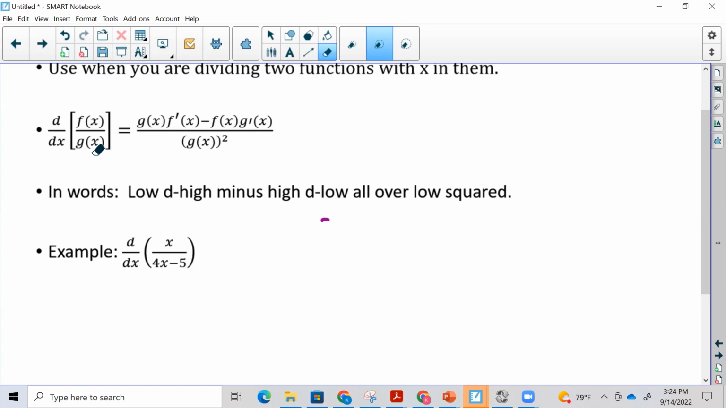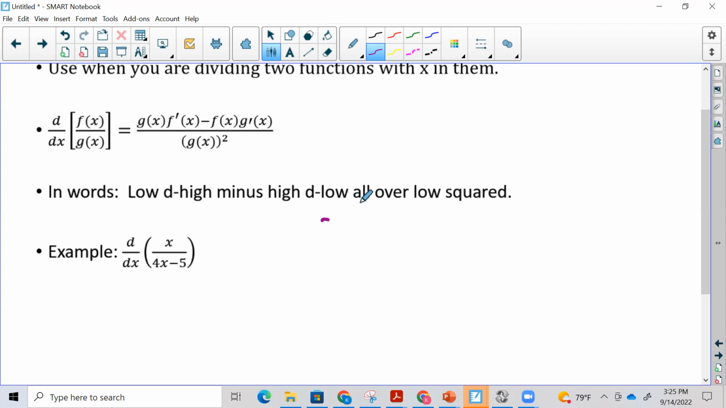So if I have a function f divided by g, those are the two functions, I can use this formula. So it would be, I take the bottom one, which is g, and I multiply it by the derivative of the top function, f prime. And then I subtract, the key thing is the subtraction, the top, which is f of x, times the derivative of the bottom. And then it's all over the bottom squared. So that's the quotient rule.